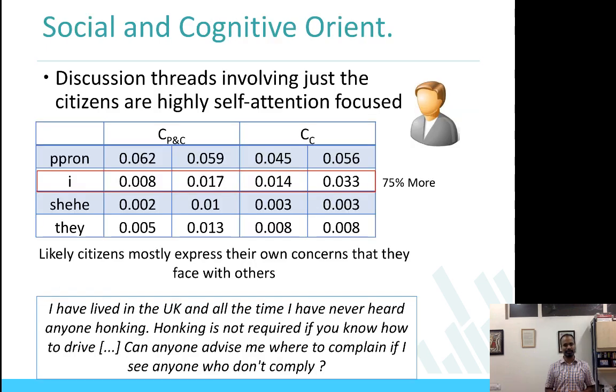The one approach that we took was only looking at the proper nouns, the I's and he's and they's, words used in the posts that were initiated by the citizens. And we see that most of the posts that the citizens initiate are self-driven or mention more of themselves. You can clearly see "I" being the highest in this table. An example post is, "I've lived in the UK and all the time I've never heard anyone honking," and so on. These kinds of posts are mostly presented in the Facebook data that we collected.